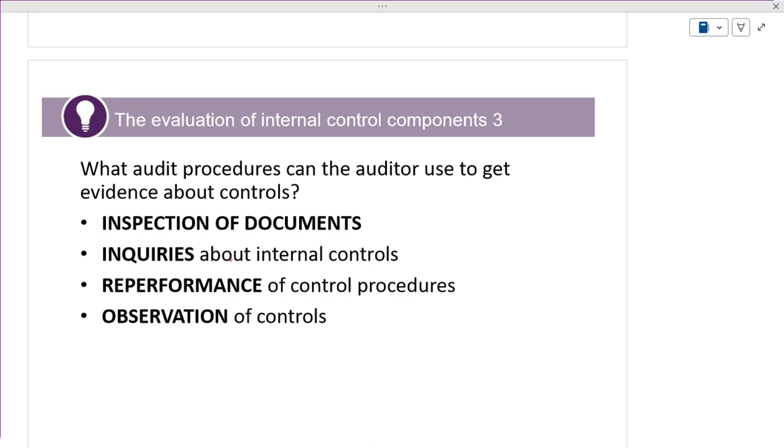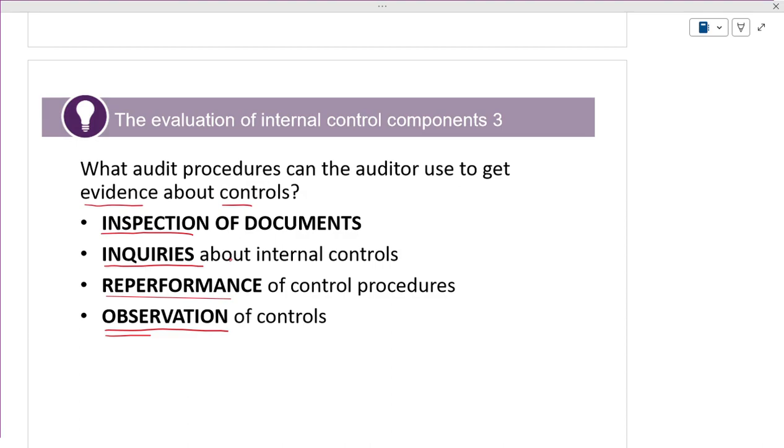What audit procedures can the auditor use to get evidence about the controls? You will make an inspection of documents, you will do inquiries about controls, you will re-perform controls, we will do again the control procedures, and most importantly, you will make observations. When we inspect the documents to review the controls, for example, we will verify the goods received notes and the purchase orders.